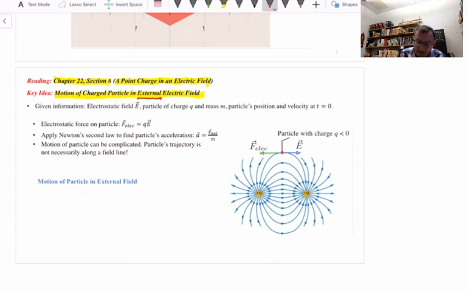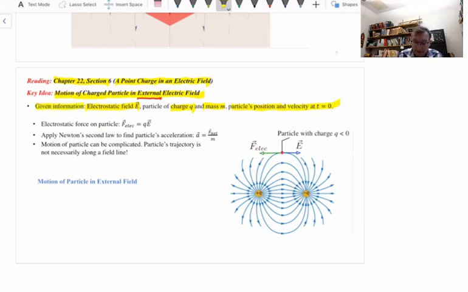Okay, so what do we need to be given to answer that question? We have to be told what is that external electrostatic field, E. We have to be told what's the charge Q of this particle we're immersing in the field. And, because we're going to need to use Newton's second law, we'll need the mass of the particle. We'll also need to know the particle's position and its velocity at a certain point in time, which we usually take to be time 0. Okay, that's the stuff we have to be given.